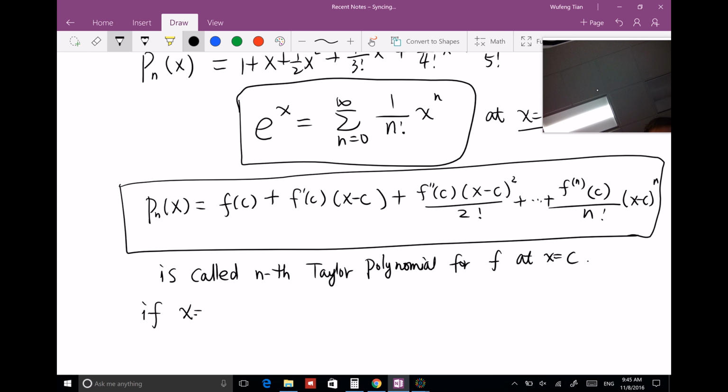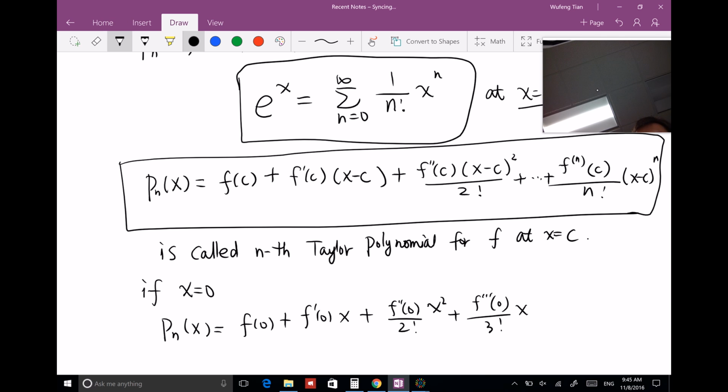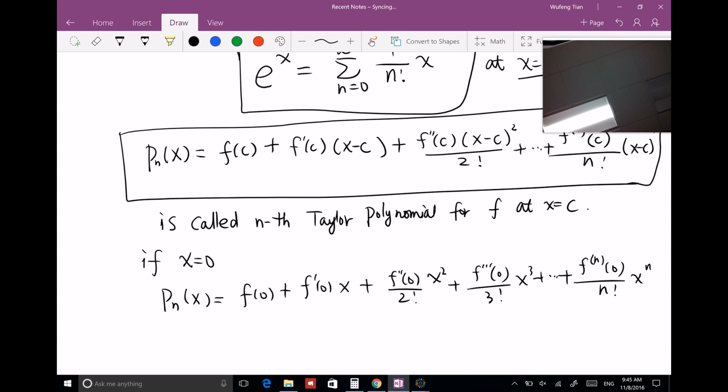If c equals 0, sorry, my bad, not x equals 0: if c equals 0, then I have P_n(x) equals f(0) plus f prime of 0 times just x, because x minus 0 is just x, right? Plus the second derivative at 0 times x squared over 2 factorial plus the third derivative at 0 times x cubed over 3 factorial, and continue, plus f^(n)(0) over n factorial times x to the power n. So c equals 0 is a special case of this expansion.